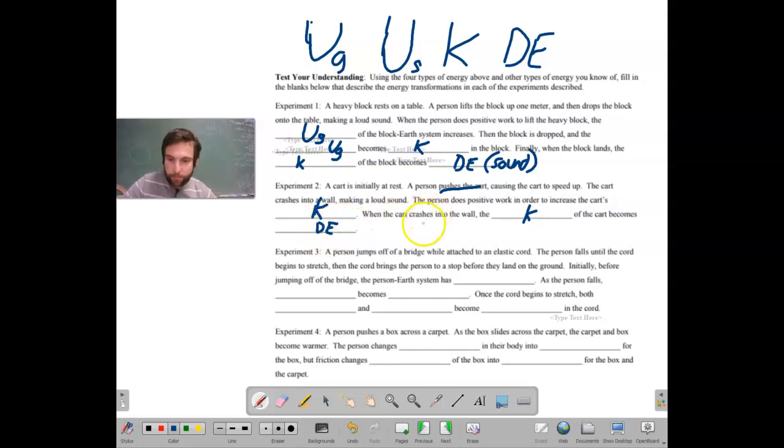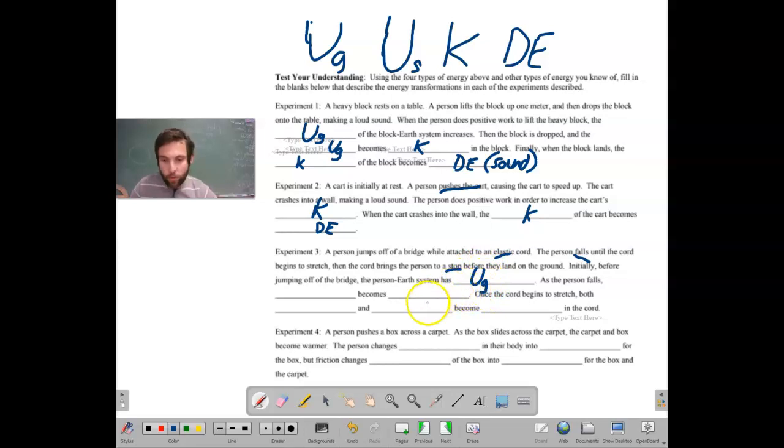It'll be sound again. A person jumps off a bridge while attached to an elastic cord. Okay, so instantly my brain knows there's spring potential energy involved. Person falls, so I know there's gravitational potential energy involved until the cord begins to stretch. Then the cord brings the person to a stop, so I know they have no kinetic energy, before they land and hit the ground.